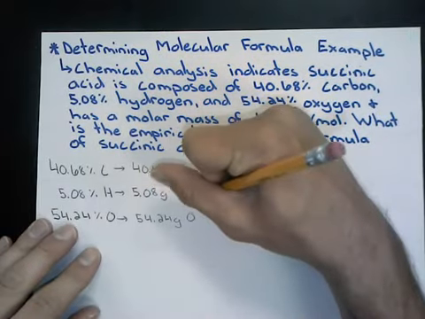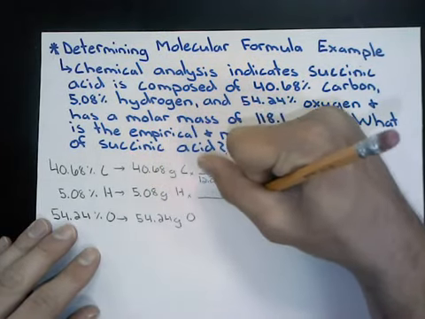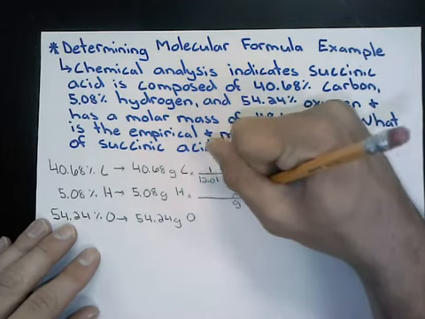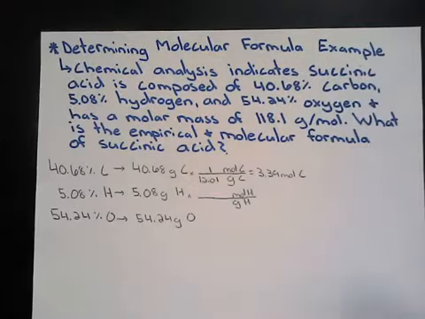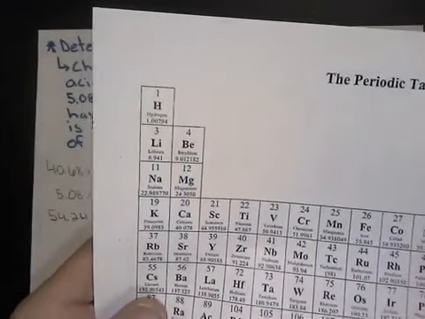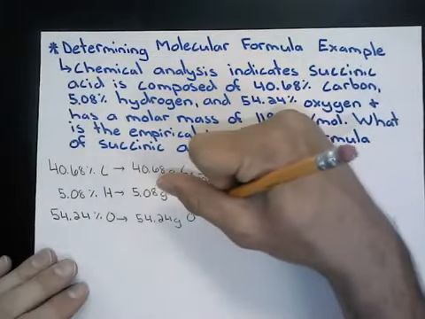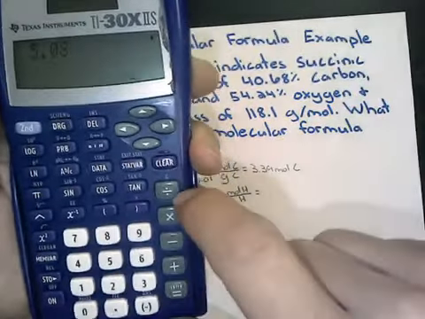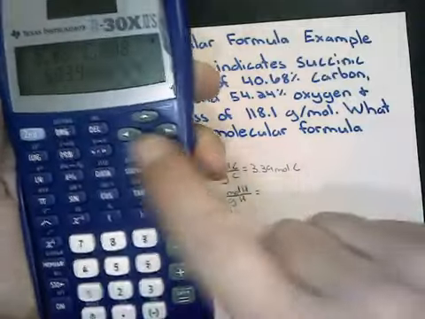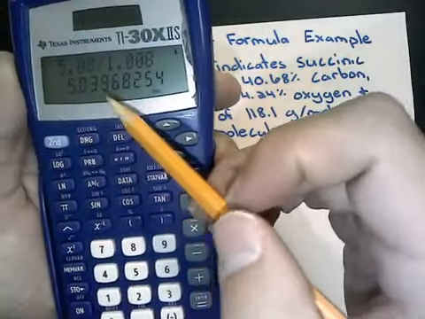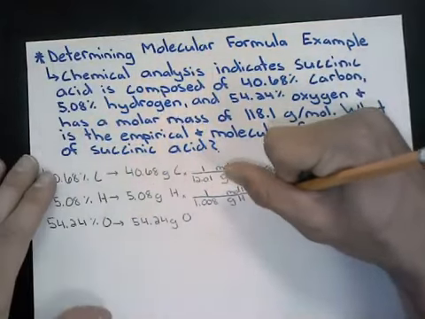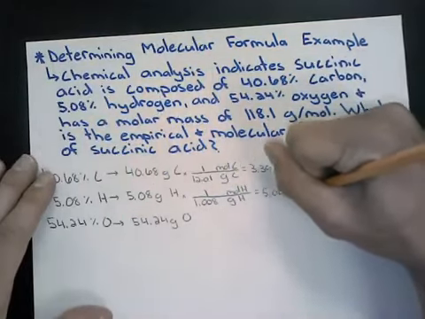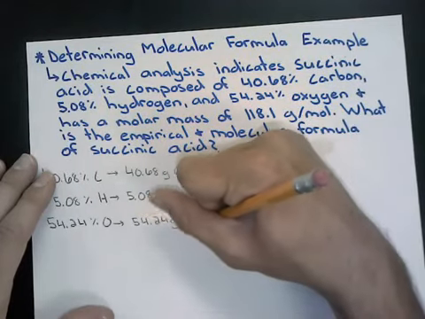Now we need to go from grams of hydrogen to moles of hydrogen. So we set up our conversion. Remember, hydrogen, I like to use 1.008 grams per 1 mole. Again, we set this into our calculator. So we take 5.08 divided by 1.008, and I'm just going to write down what I see. So I'm going to write down 5.04 moles of H.